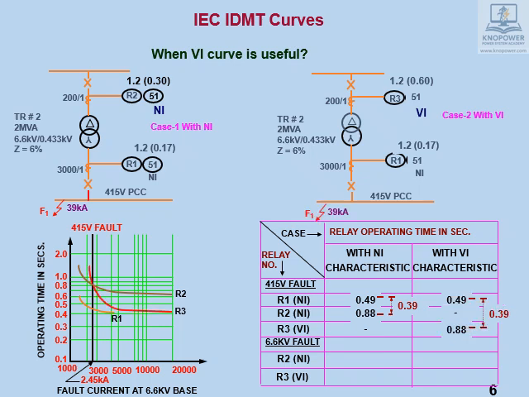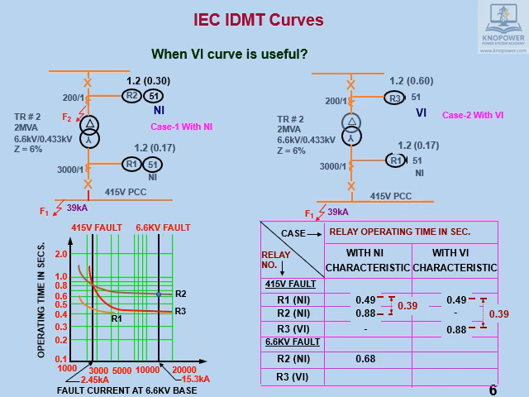Let us consider VI characteristics. See top figure on right. Relay curve R3 with VI characteristic is shown in the graph. Of course, we selected TMS for R3 to make the operating time same as for R2, namely 0.88 second.